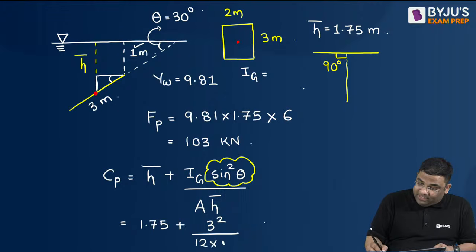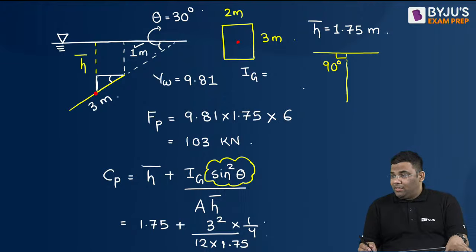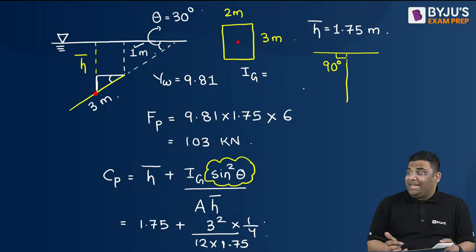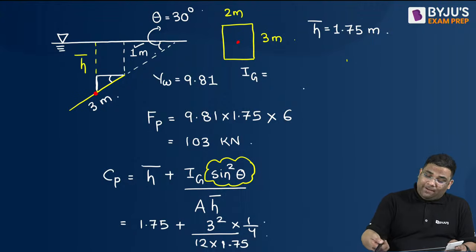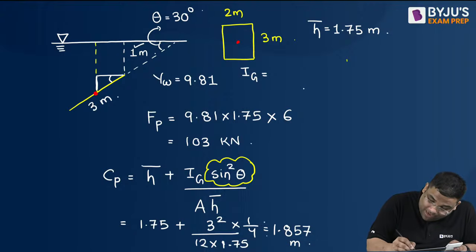H bar is 1.75 and sine square 30 will be 1 by 4. So how much are you getting? 1.86. Everybody is getting 1.86? Almost. Let me just calculate this: 9 divided by 4 divided by 12 divided by 1.75. Yes, I am getting almost 1.86, or to be accurate, 1.857. Understood?